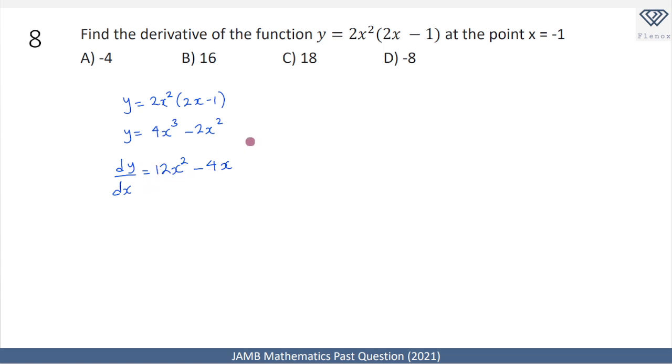We are told to find the derivative at the point at which x is minus 1. So we just substitute the value of x as minus 1 into that. So what does that become? That becomes 12 into brackets minus 1 squared minus 4 into brackets minus 1. So minus 1 squared is 1. So that will be 12 times 1. Then minus times minus will be plus. So that gives me plus 4. So 12 times 1 is 12 plus 4, and that is 16. So the correct option is Option B. So let's move on to the next question.